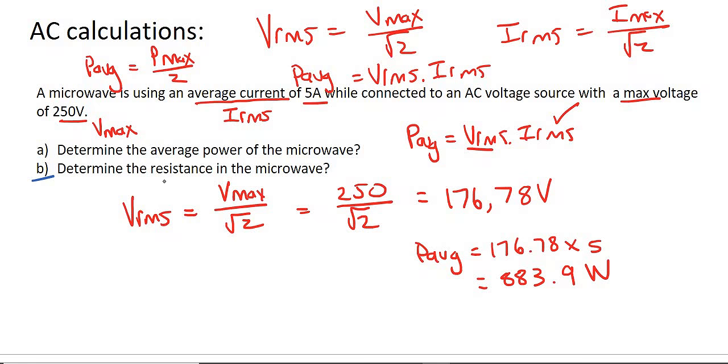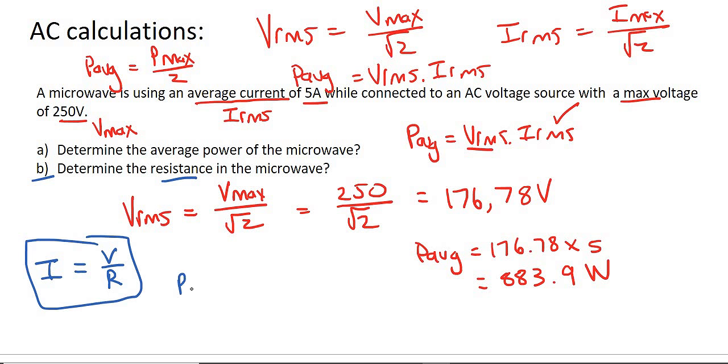Question B says determine the resistance. So we know that resistance could be calculated using I equals V over R. Now with resistance, you don't get RMS resistance or maximum resistance. Resistance is an easy one. Resistance is a constant. So if I rearrange this equation, I would get R is equal to V over I. Now it doesn't matter what V or I you use, as long as you use the right combination.